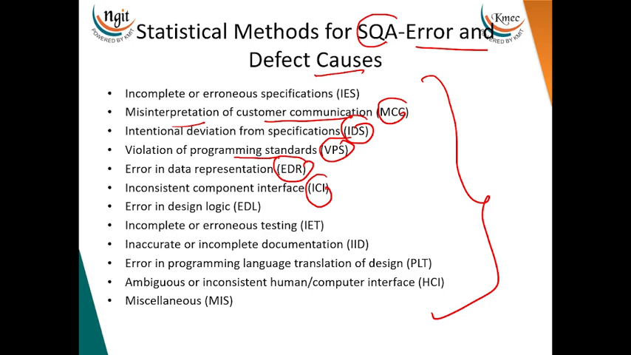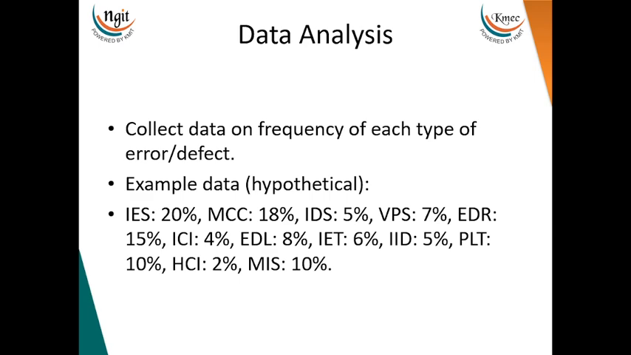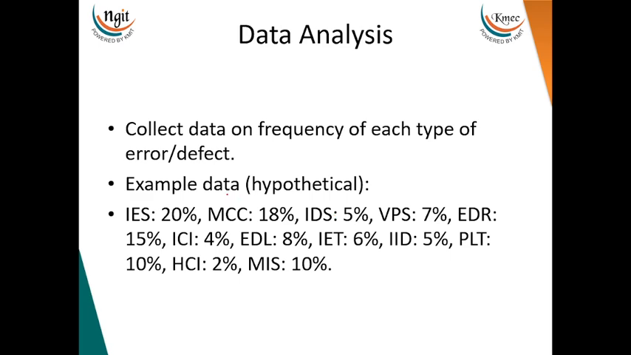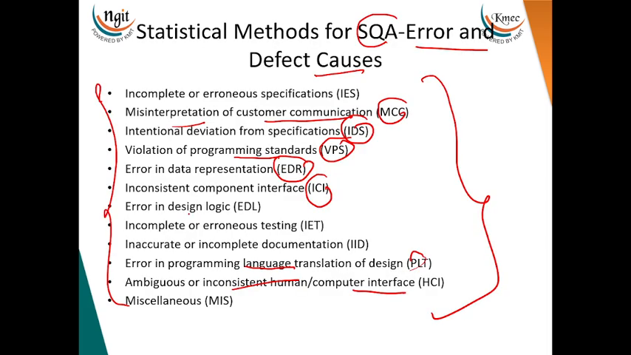Miscellaneous, MIS. So collect the data frequently. These are the parts of errors. If you have an ambiguous or inconsistent human interface, there is an error. Error in programming language translation, PLT. IR. So we collect all of these. Example or assumptions: IES. What is IES?